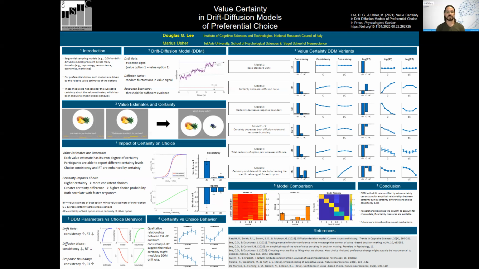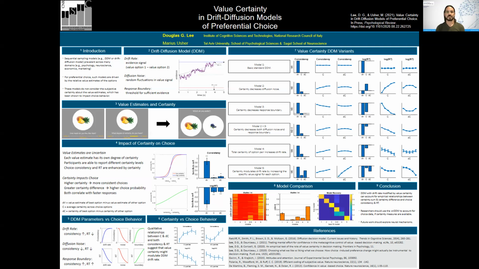When we look at the experimental data pooled across 4 previous studies, we see here that an increase in certainty sum and certainty difference both lead to an increase in consistency and a decrease in response time, suggesting that it should be the drift rate that's modified in the DDM to account for the empirical data. To be complete, we tested a variety of different models. We start with model 1 as the basic standard DDM.